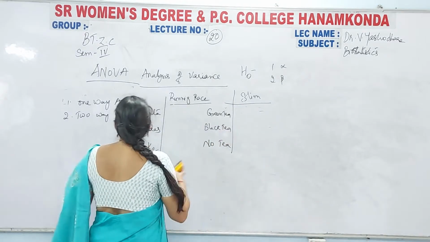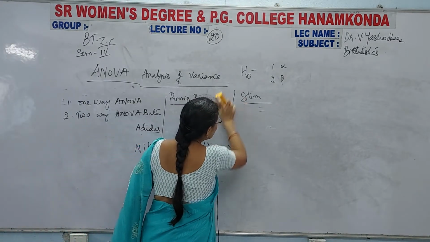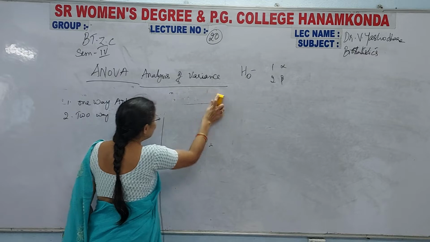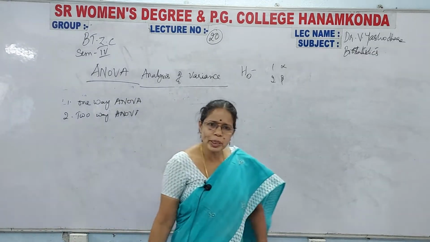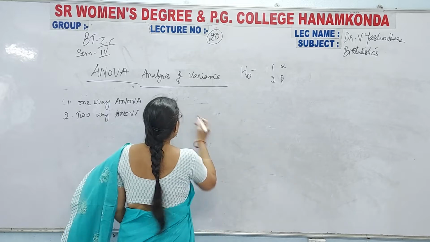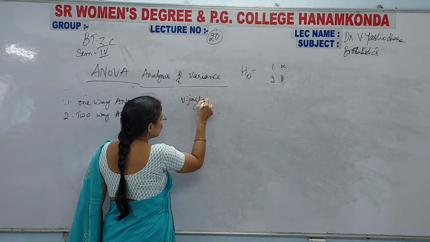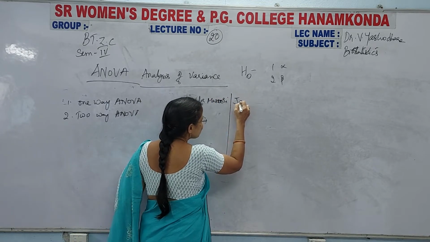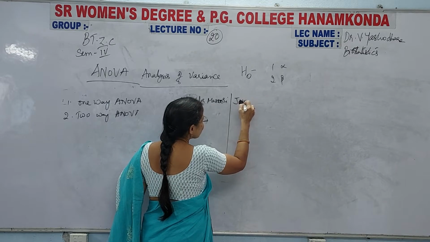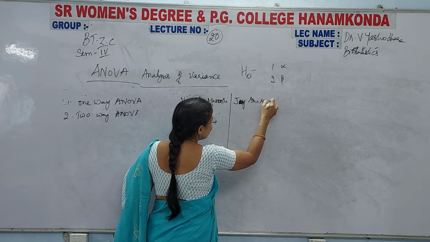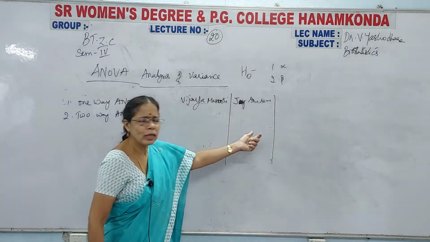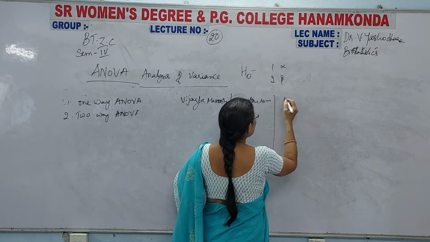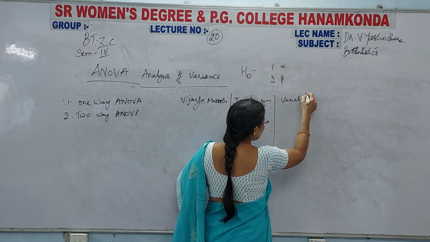Coming to the second one, that is two-way ANOVA. So here, we will see next one, that is two-way ANOVA. Two-way ANOVA means it has two variables, more than two variables and more than two samples. That is, see here, Vijaya Masuri, Jai Sri Ram, and take another variety, something variety of rice.